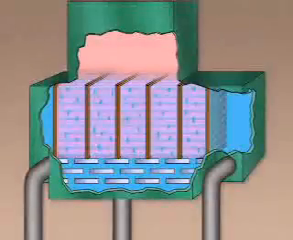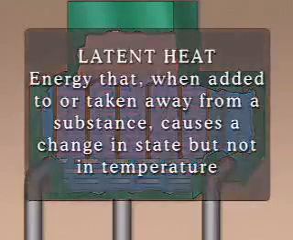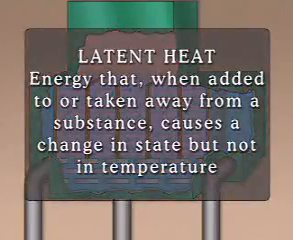In a circulating water system, cool water is pumped through tubes inside the condenser to absorb latent heat from the exhaust steam and cause the steam to condense. Latent heat, as you may know, is energy that, when it's added to or taken away from a substance, causes a change in the state of the substance but doesn't change the temperature of the substance.